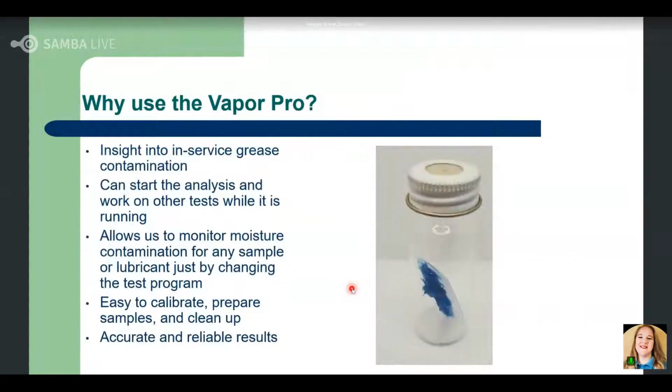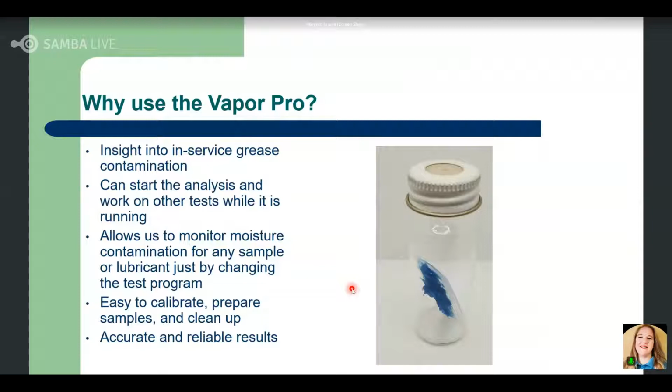So why do we use the Vapor Pro? It's a great insight into in-service grease contamination. One of my favorite reasons to use the Vapor Pro is you can start the analysis and have the test run, and while it's running on the Vapor Pro, you can walk away. It's kind of a set it and forget it. You put it in, you start the test, and then you can walk away and do other analysis while it's running. And then when it's done, it will beep and the sample will come out of the instrument.